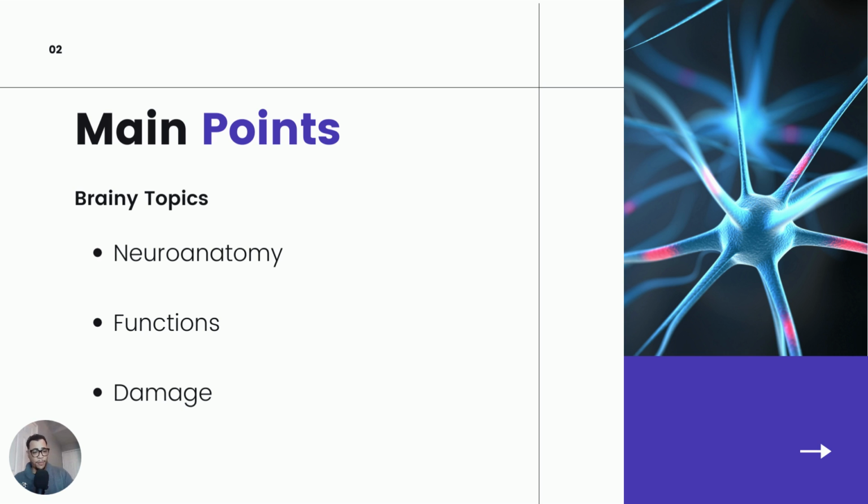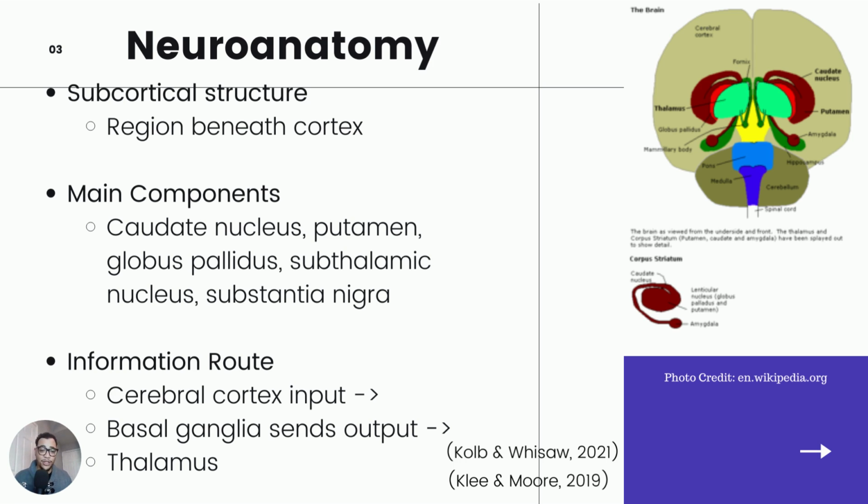So in particular, we'll be talking about the neuroanatomy of the basal ganglia, a $50 word for saying the brain structure and the shape, the functions, as well as what happens when the basal ganglia is damaged. So let's break this down like a fraction and put it back together, beginning with the neuroanatomy. Again, this is a subcortical structure, meaning its region is underneath the cortex. It comprises a network of complex loops involved in motor output.